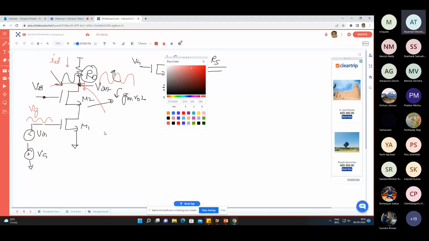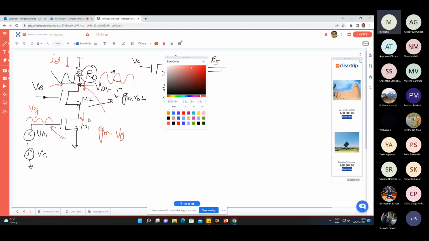So finding R out, right? In R out, I already told you that R out is equal to RD. Then why are you harping on R out? I need to find out what is the small signal current flowing in RD. The overall transconductance should be only GM1, because ultimately whatever VGS appears over here, GM1 into VG is the small signal current flowing through the drain of M1.